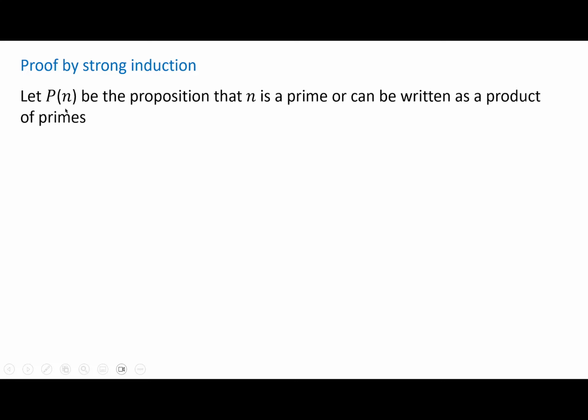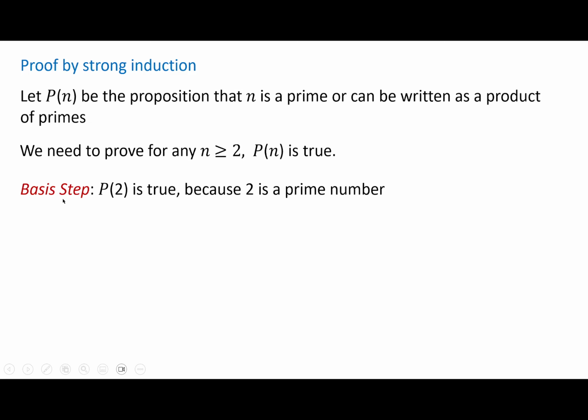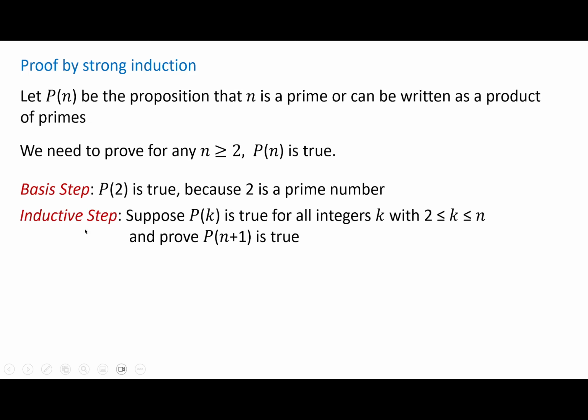Proof by strong induction. Let Pn be the proposition that n is a prime or can be written as a product of primes. We need to prove that Pn is true for all n greater or equal than 2. Basis step, P2 is true because 2 is a prime number. Inductive step, suppose Pk is true for all integers between 2 and n, and prove Pn+1 is true.